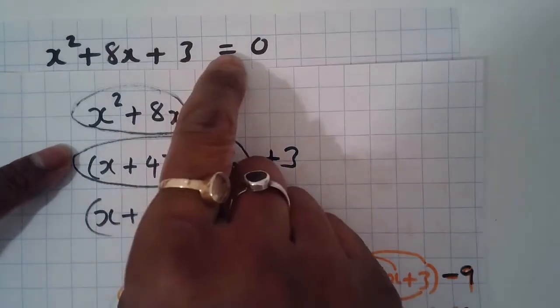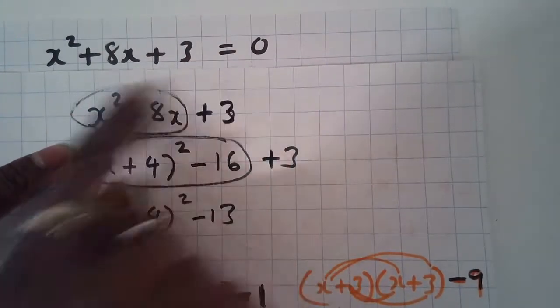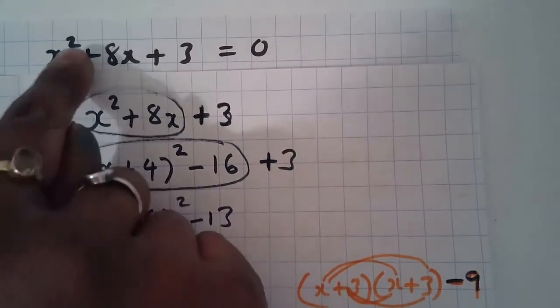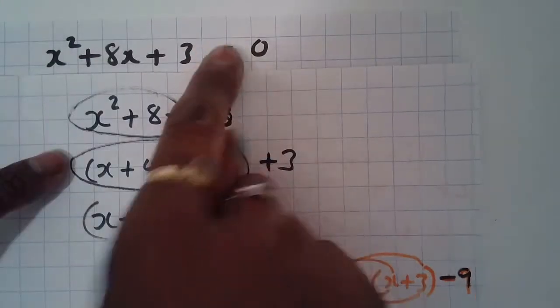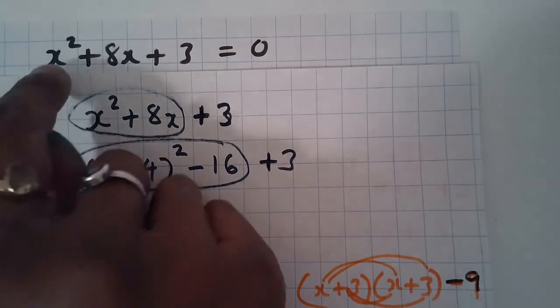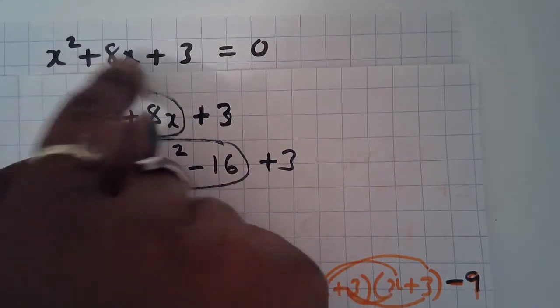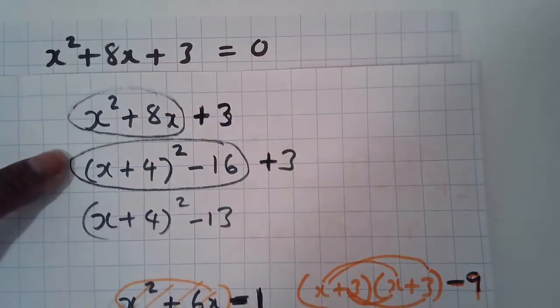But this time, I've got an equation. So I've got x squared plus 8x plus 3. All I could do with that one is complete the square. But with this one, I can solve it because there's an equal symbol. So basically, I'm trying to find the two values of x that I can substitute in here and here to make this side equal to 0.